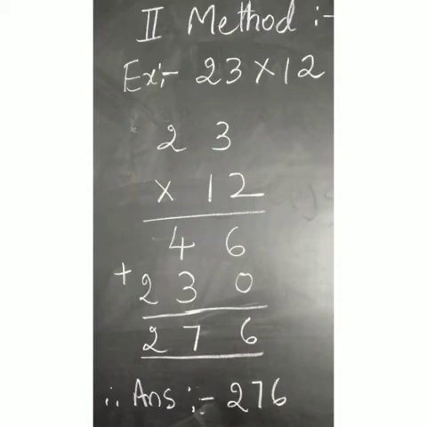23 multiplied with 12. Now as I told you, you have to first multiply the ones. So in 23, 3 is in the ones place, and in 12, 2 is in the ones place. So from 2 you have to start the multiplication. Now 2, first forget 1 and multiply with 2 as we have done in 1-digit numbers. 2 3s are 6, 2 2s are 4.